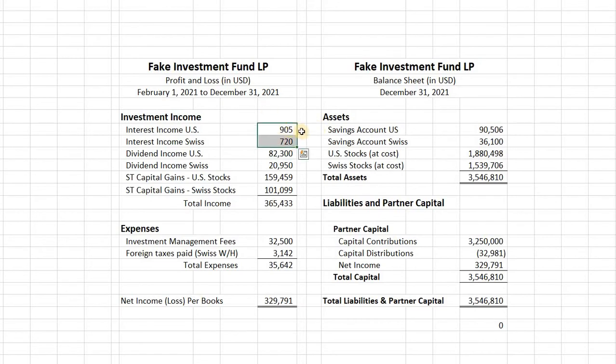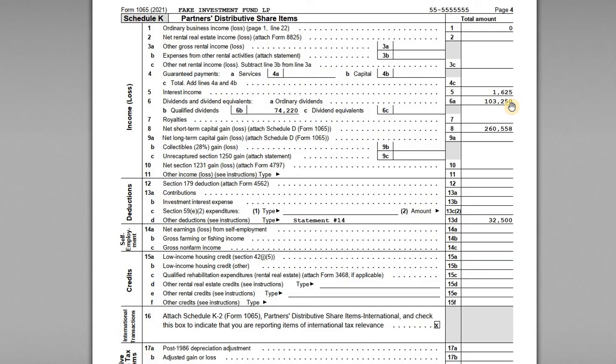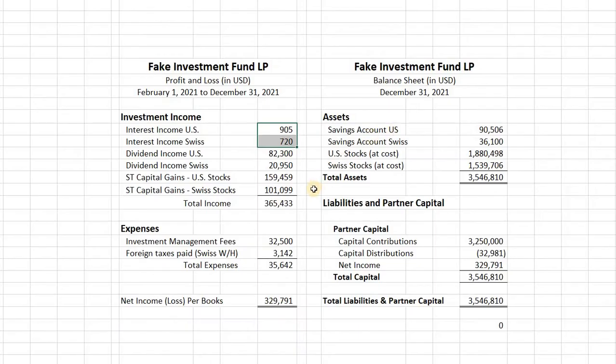So these total here, 1625 if we add those two together. So that's being reported there. The amount of dividend income, 103,250, is being reported on the K1. So that's the 82,300 plus the 2950. That's the 103,250 there. And then the same thing for the capital gains, right?